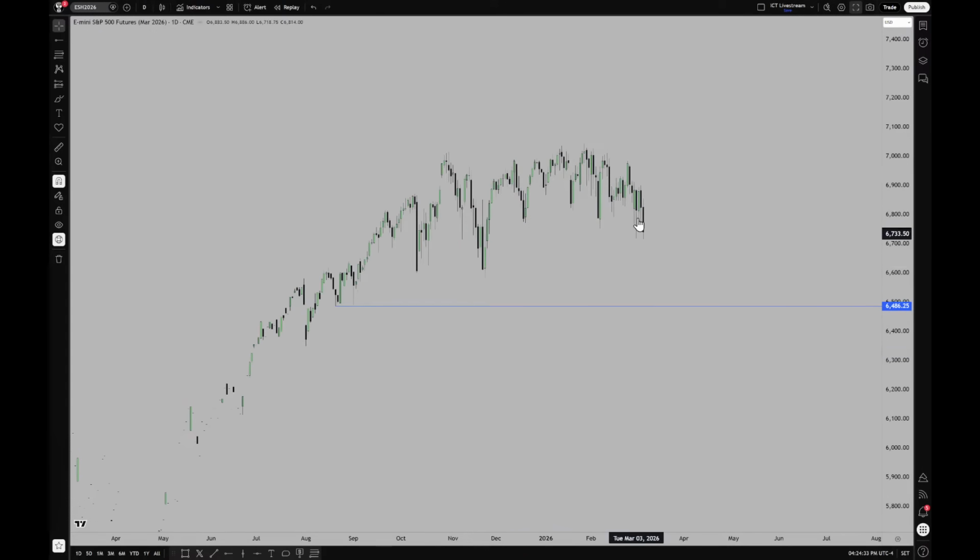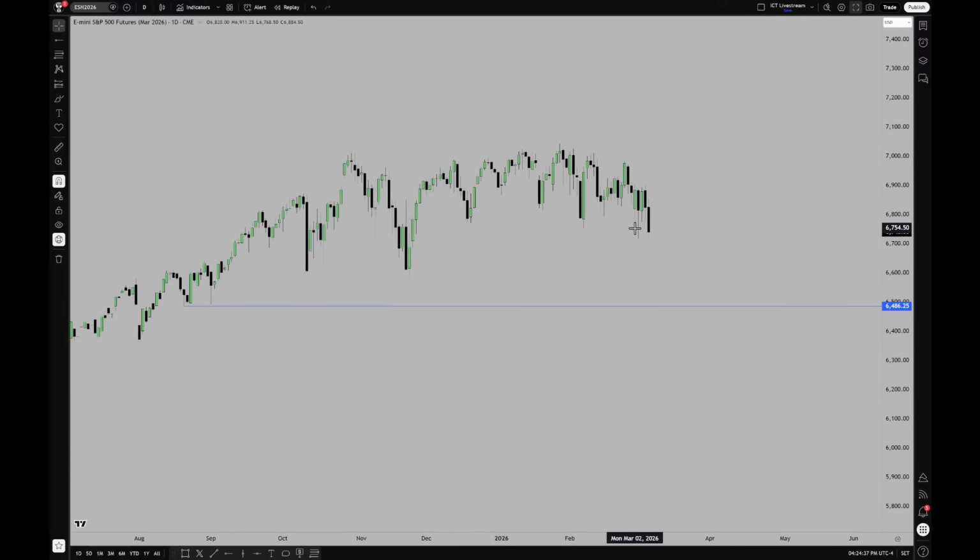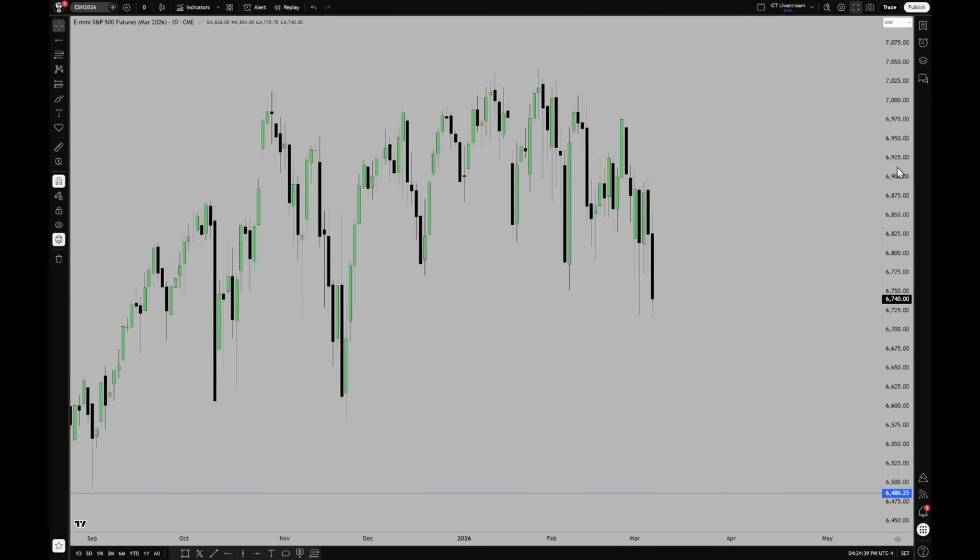All right, so we basically eroded all over these wicks here on a daily. There's a small little volume imbalance there that I think is going to be Monday, Tuesday noteworthy.